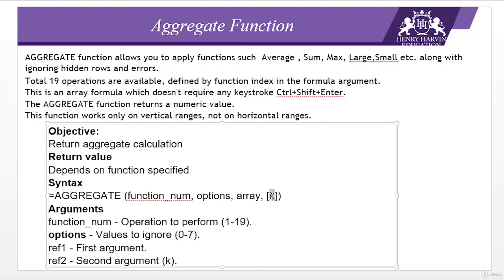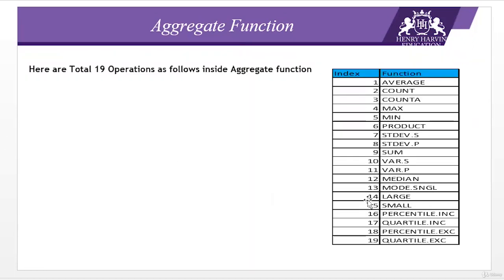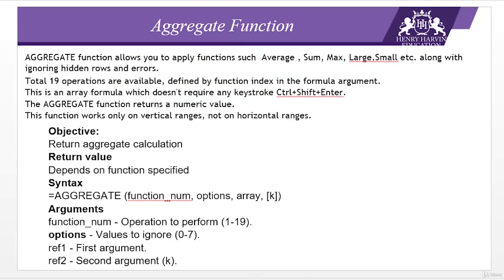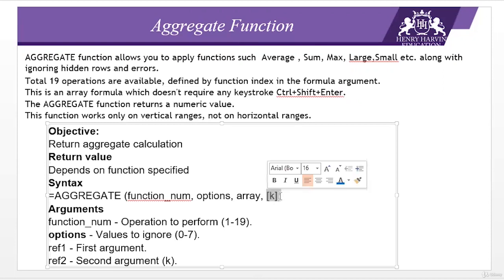If you apply the large function, it will ask you whether you need the first largest value, second largest value, or third largest value, and so on. So from 14 to 19, this k option is mandatory, where you have to define either 1, 2, 3, whatever, so that the index is provided. Otherwise it will give an error.